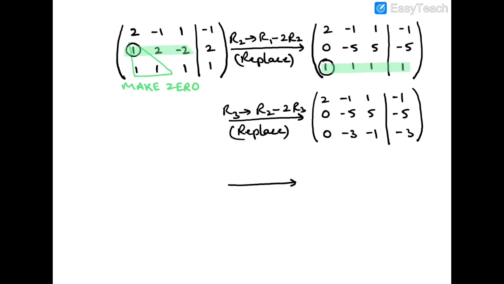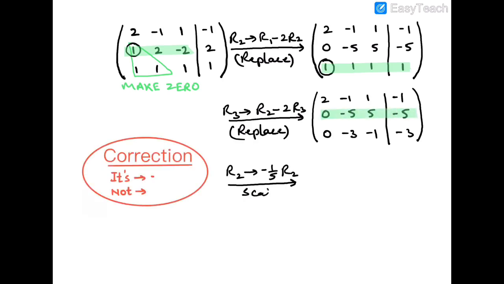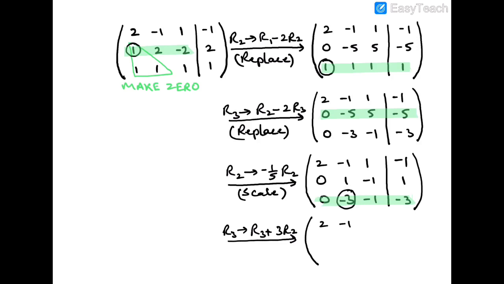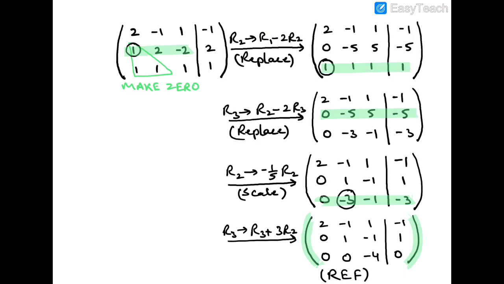Now scale R2 as 1/5 of R2, and we will get 2, minus 1, 1, minus 1; 0, 1, minus 1, 1; 0, minus 3, 1, minus 3. Now try to make minus 3 zero here. For that, we can replace R3 as R3 plus 3 times R2. So we will get 2, minus 1, 1, minus 1; then 0, 1, minus 1, 1; then 0, 0, minus 4, 0, which is in row echelon form.